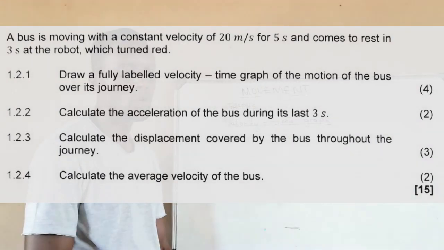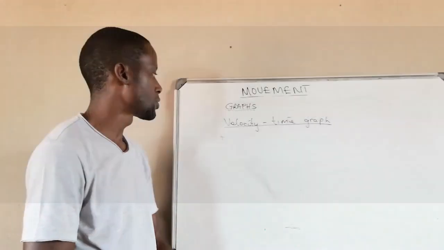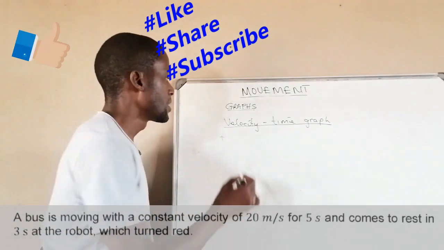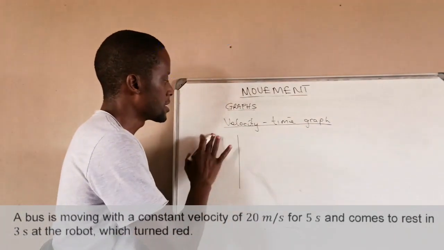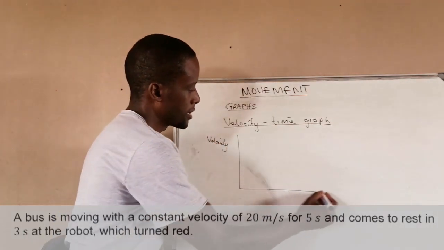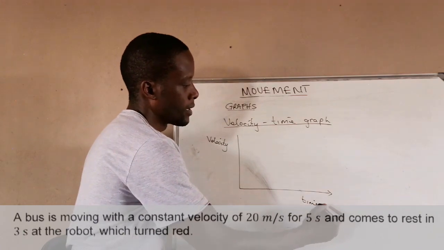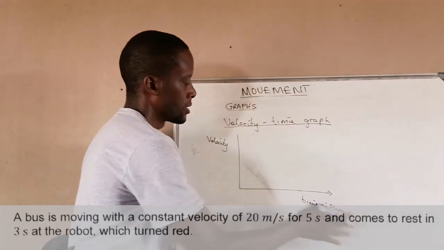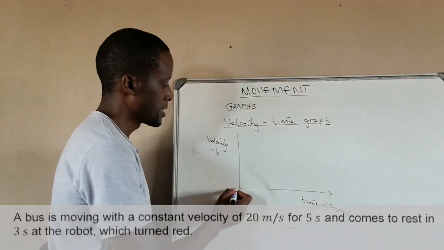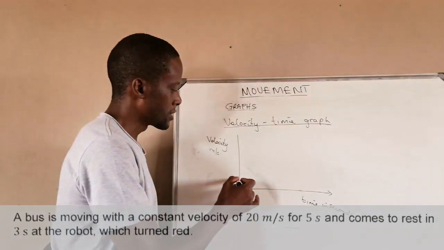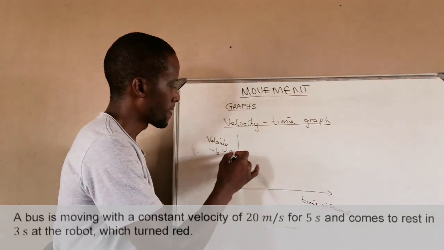Alright, so we are asked to draw. We have been given a statement, the bus is moving at a constant velocity of 20, and then you are going to draw. So I'm going to draw a freehand drawing, but when you draw, use a ruler and a pencil. You draw the velocity on the y-axis. We draw our time in seconds. You have to indicate the values that you are using. Our time is in seconds, our velocity is meters per second. This is our 0. This bus, we can say 5, 10, 15, 20.